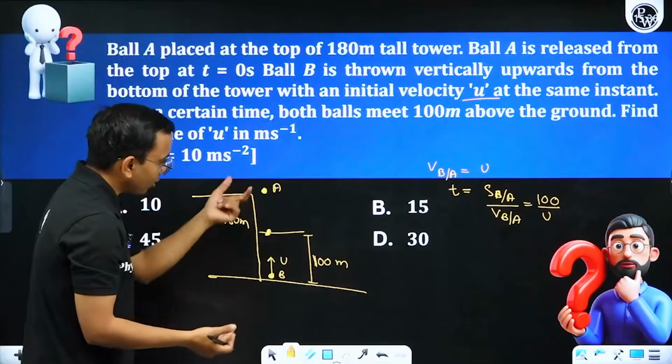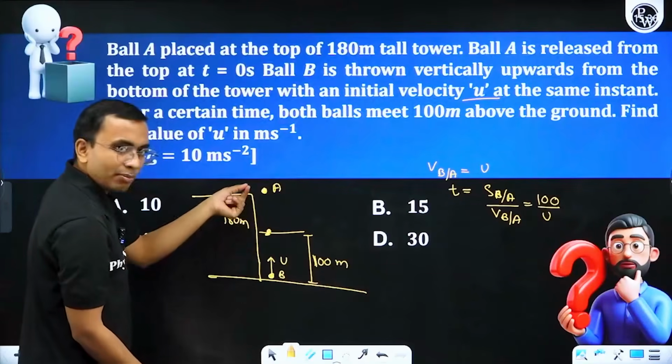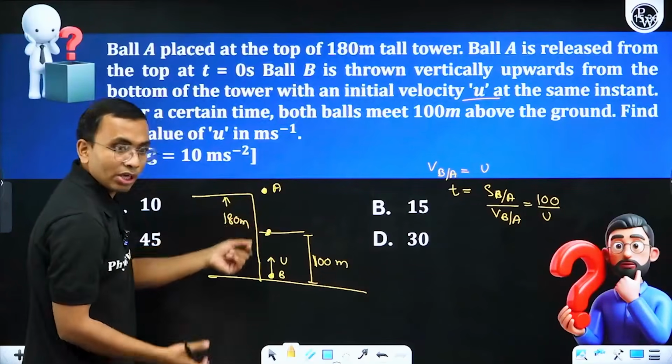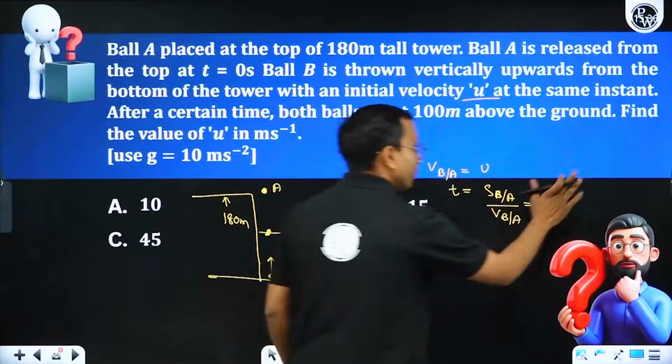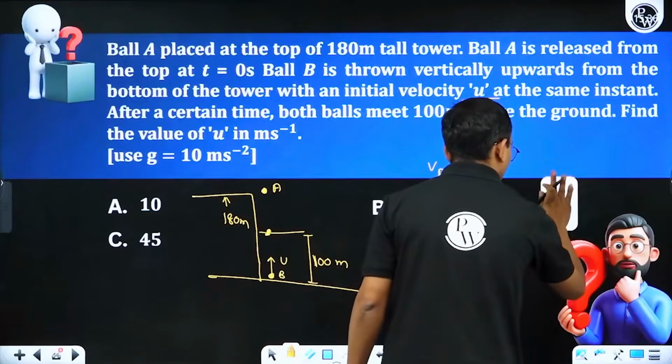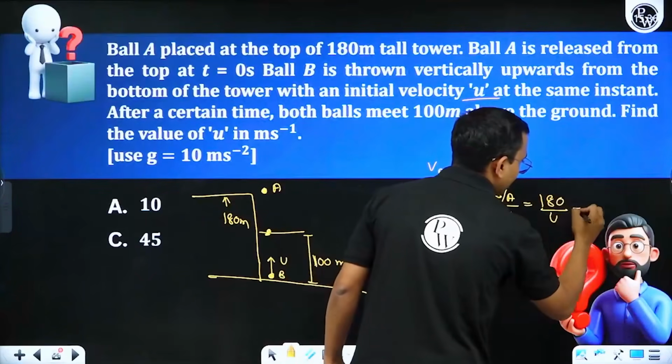Okay, so with respect to ball A, what is the initial separation? 180. What is the final separation? 0 with respect to A. So with respect to A, how much did it cover? 180 meter. So this is 180 by u. This becomes my time.